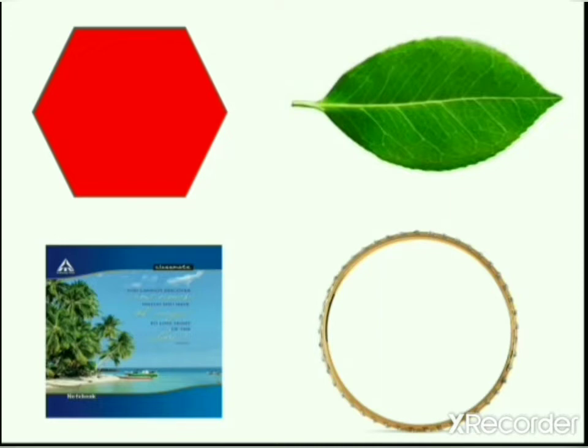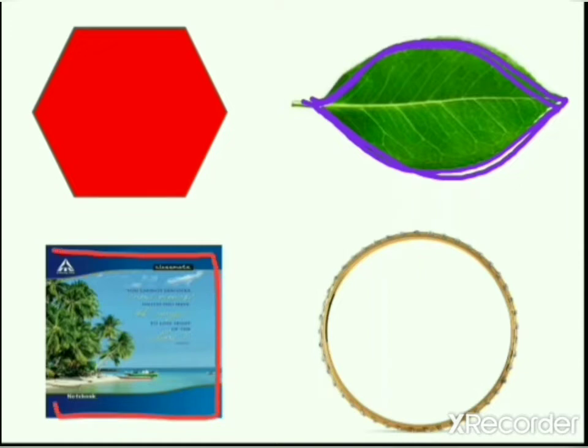Like in a leaf, this is the boundary. So, the length of this boundary is called the perimeter of a leaf. And the length of the boundary of a notebook is called the perimeter of the notebook.